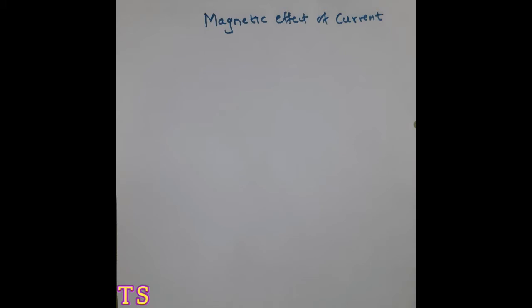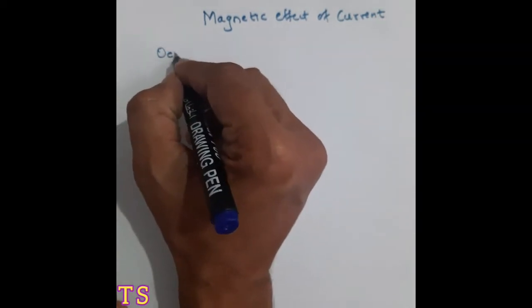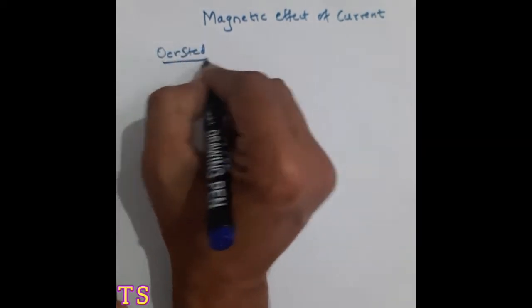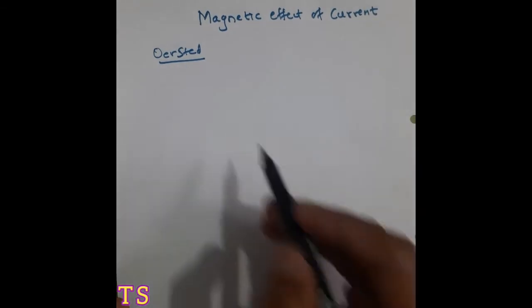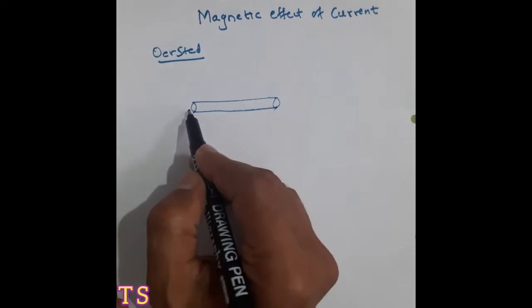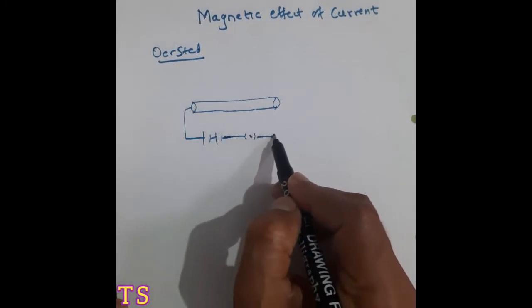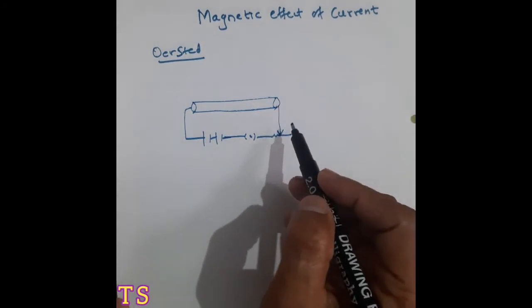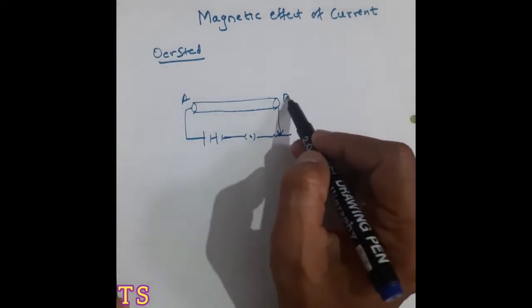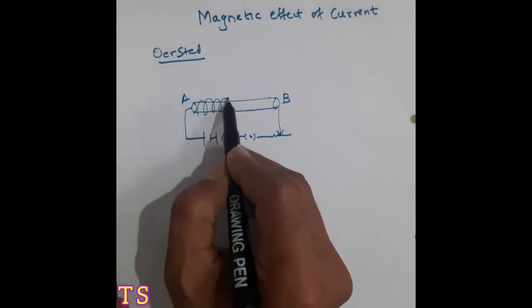What does this electric current produce around it? You have done this in 10th standard also, and the scientist Oersted, in his experiment, found out that if you have a wire and the current is flowing through this wire, let's say the current is flowing across this wire AB, then there will be a certain magnetic field around it.